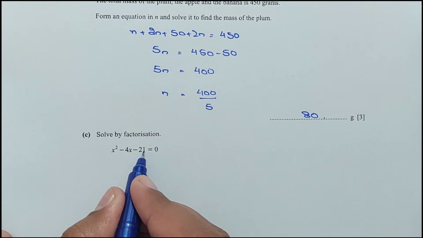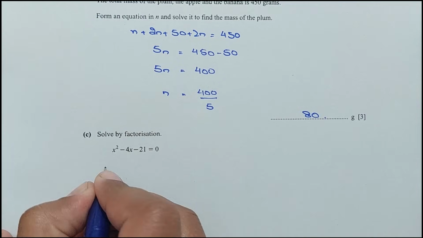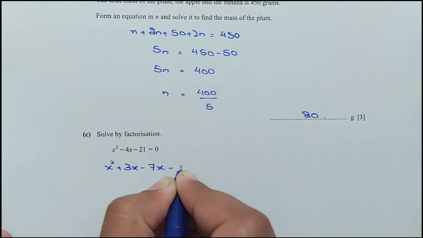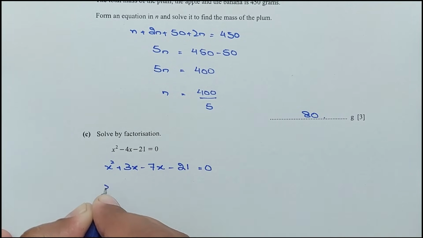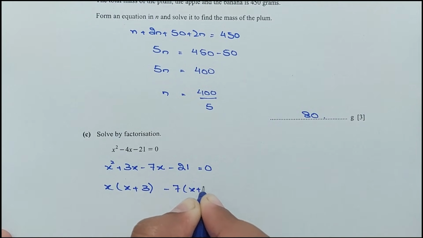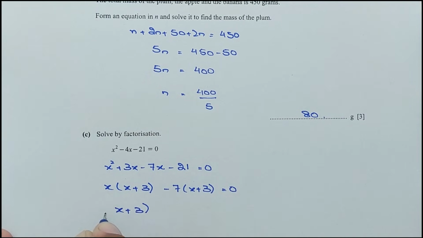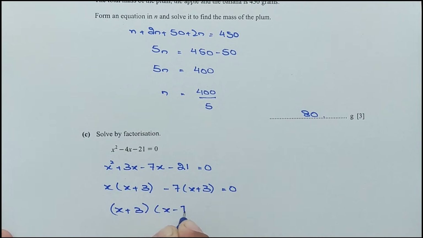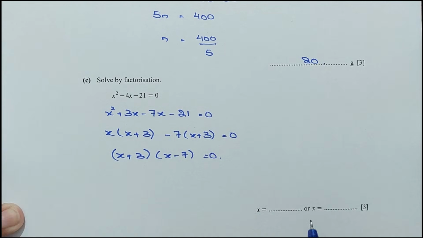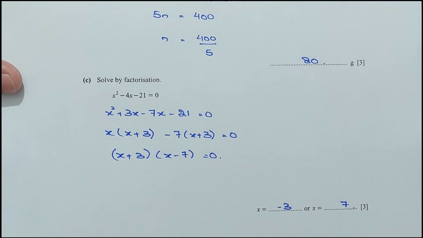Now for part C, we have to factorize this. So 1 times 21 would be 21. And 3 times 7 is 21. 3 minus 7 would be negative 4. x squared plus 3x minus 7x minus 21 equals 0. x is common, x plus 3 is left. Negative 7 is common, x plus 3 is left. Equals 0. So x plus 3 is a factor and x minus 7 is a factor. So we have to put both factors separately equal to 0 and solve for x. So from here x would be negative 3 and x would be positive 7.